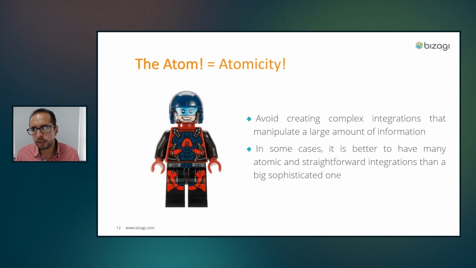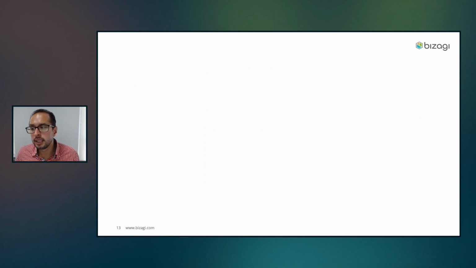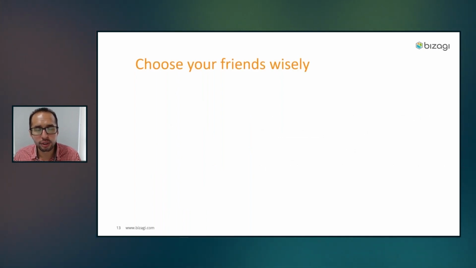Try to simplify your integrations, not putting everything together in just one single point, but actually having multiple atomic elements when you can. So that's the first one that we're going to have here. Now, the second one, following this idea, is everything about choose your friends wisely, right?